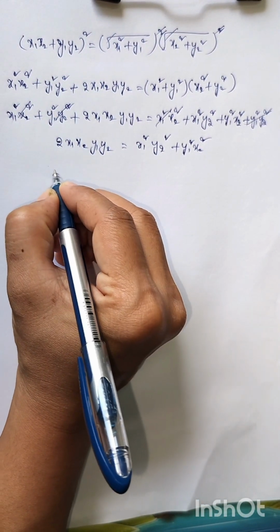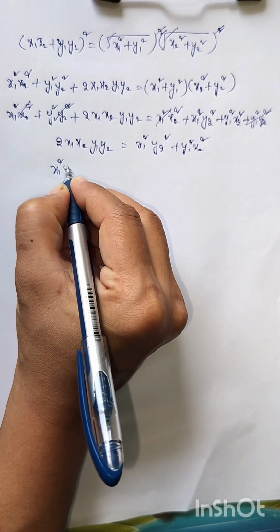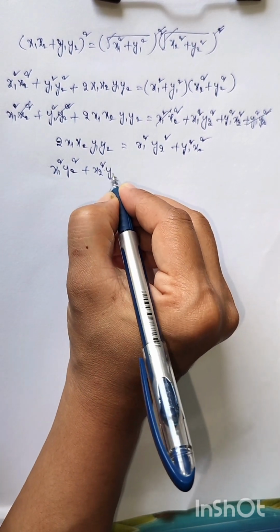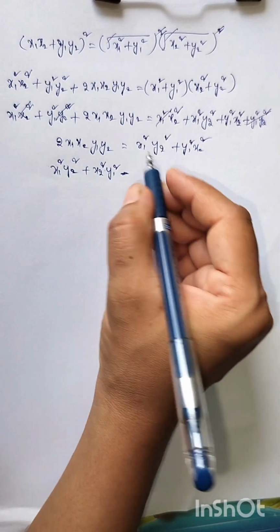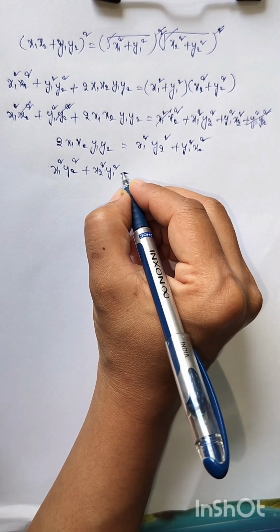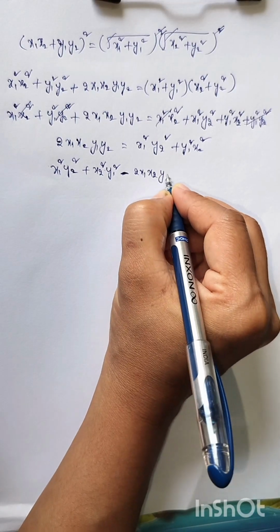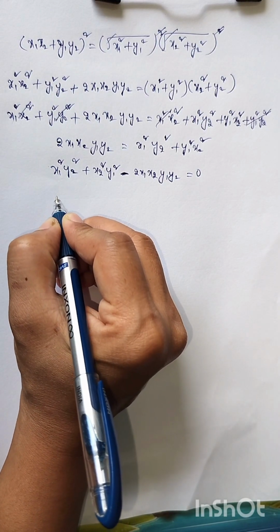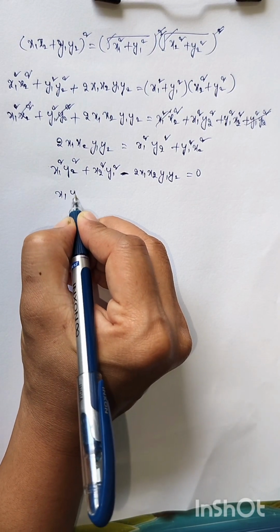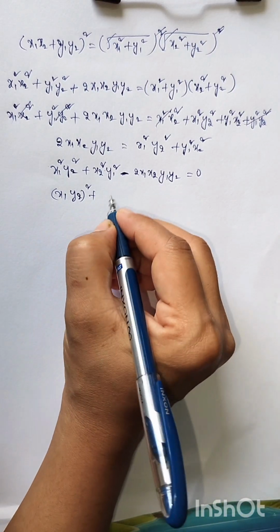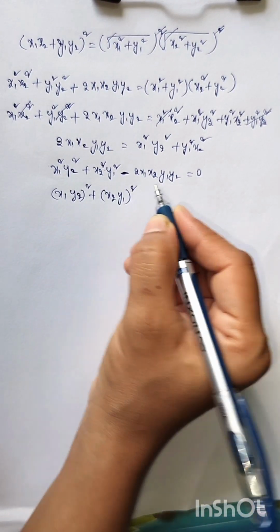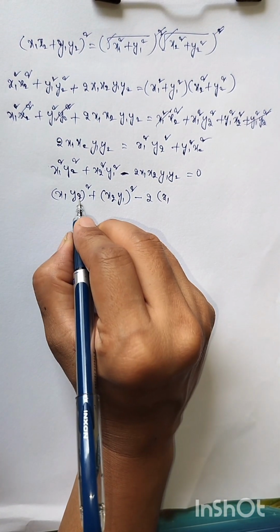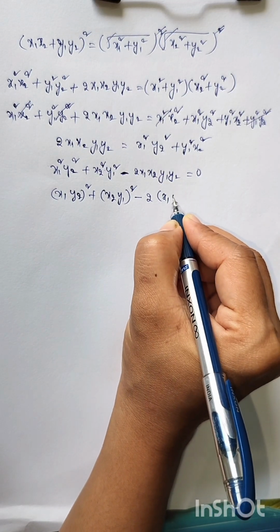So from this I am writing like this: x1 square y2 square plus x2 square y1 square minus, I am taking this term to this side, that is minus 2x1 x2 y1 y2 is equal to 0. So I am writing this as (x1 y2) whole square plus (x2 y1) whole square minus 2 into x1 y2 x2 y1.